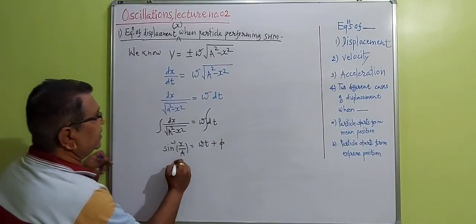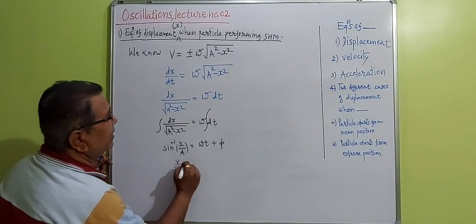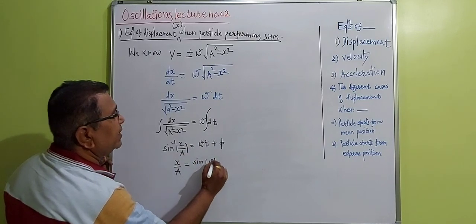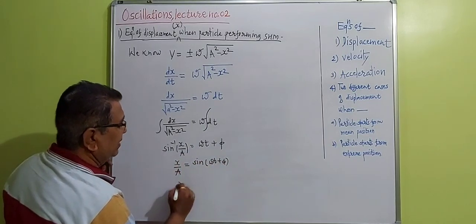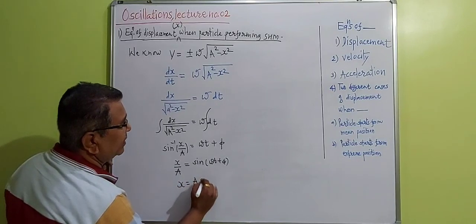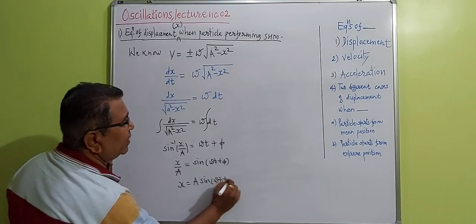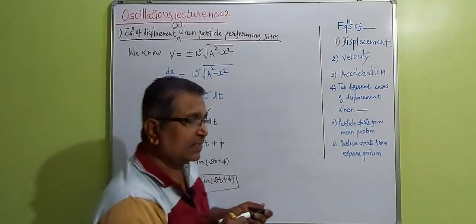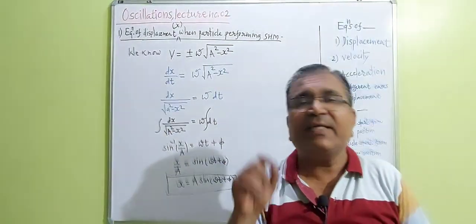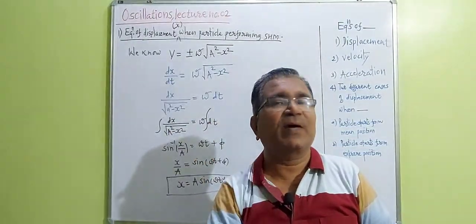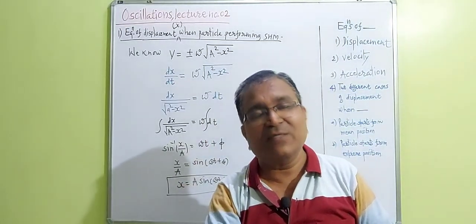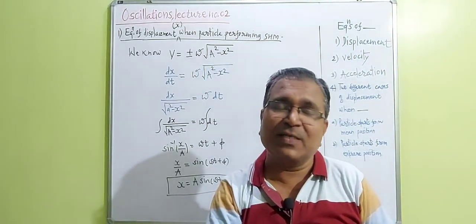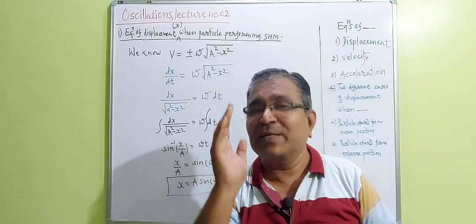So this may be written as: x upon A is equal to sine of omega t plus phi. Then x is equal to capital A sine of omega t plus phi. This is the equation of displacement. V is equal to plus or minus omega square root of capital A square minus x square, and d2x by dt square is equal to minus omega square x, when a particle is performing SHM.